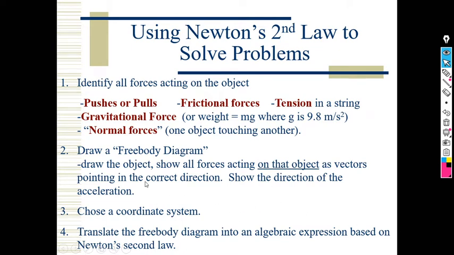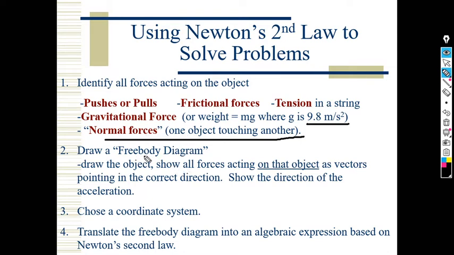Now, here I am taking the example of pushes or pulls, frictional forces, tension in a string. Suppose gravitational force is here, that is weight equal to mg, where g is the acceleration due to gravity. In the SI system, it is equal to 9.8 meter per second squared. And normal forces, where one object is touching another. These are the varieties of forces: pushes or pulls, frictional force, tension in a string, gravitational force, and normal forces, that is the interaction between two objects.